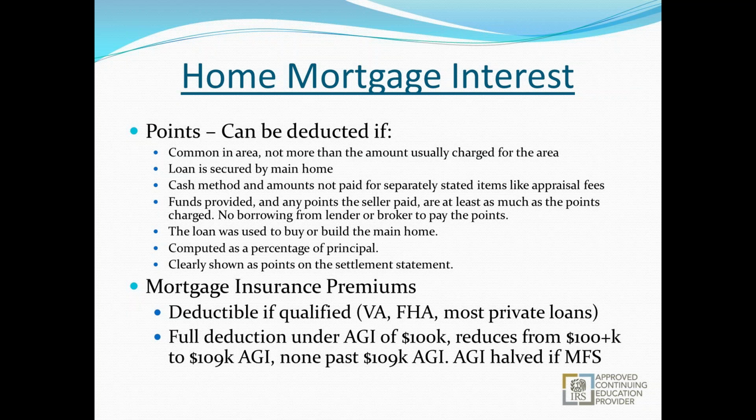Cash method and amounts are not paid for separately stated items like appraisal fees. So when they say cash method of accounting, what they mean is that you are doing the cash method of accounting and the value of the income and cost that you're incurring are done on a calendar year basis or within the basis of your tax period. They don't include amounts for stuff in the future.